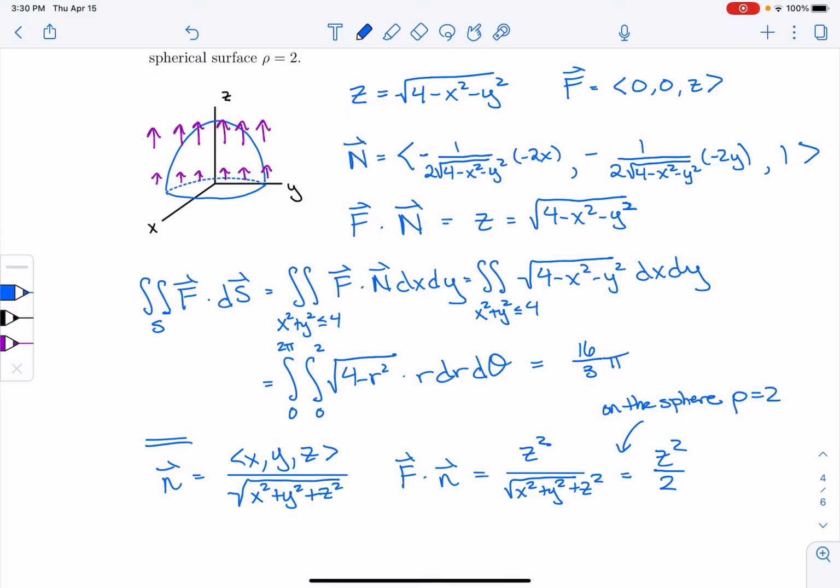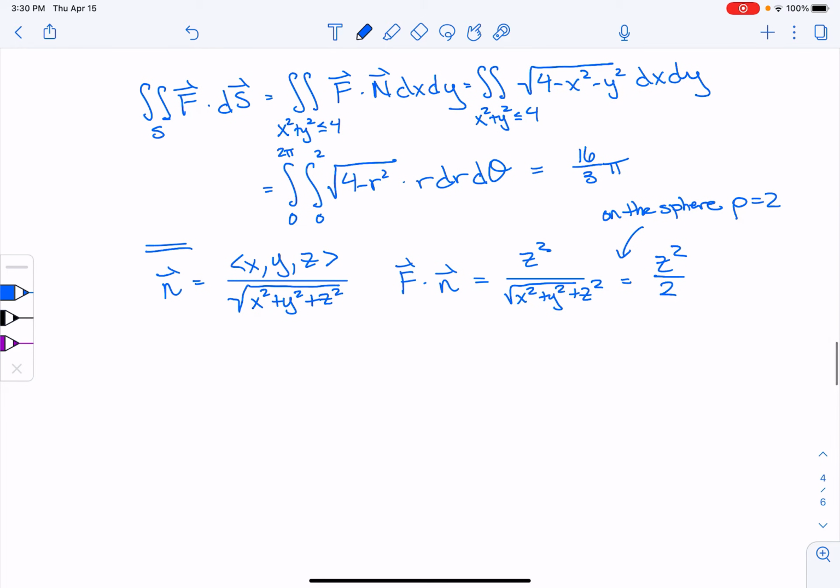Okay, so rho is in fact the square root of x squared plus y squared plus z squared. So if we're going to stay where rho is equal to 2, then f dot n in this case is going to be z squared over 2. Well, if I now want to compute the flux, I can do the double integral over the surface of f dot n ds. And so this is the double integral over the surface of 1/2 z squared ds.